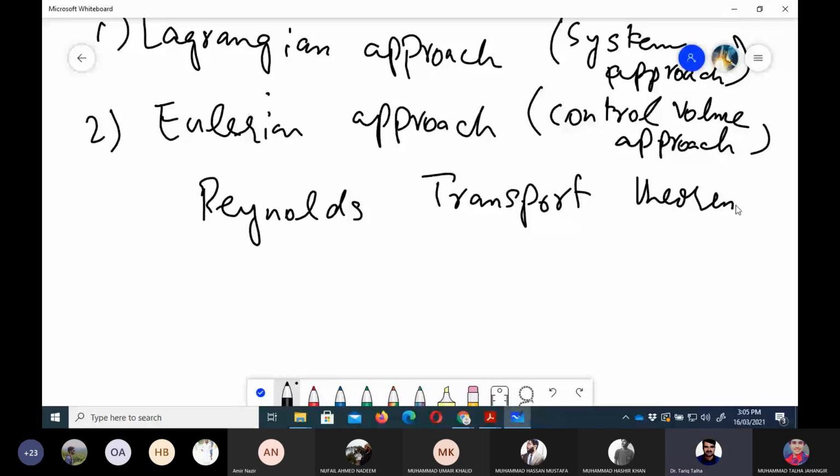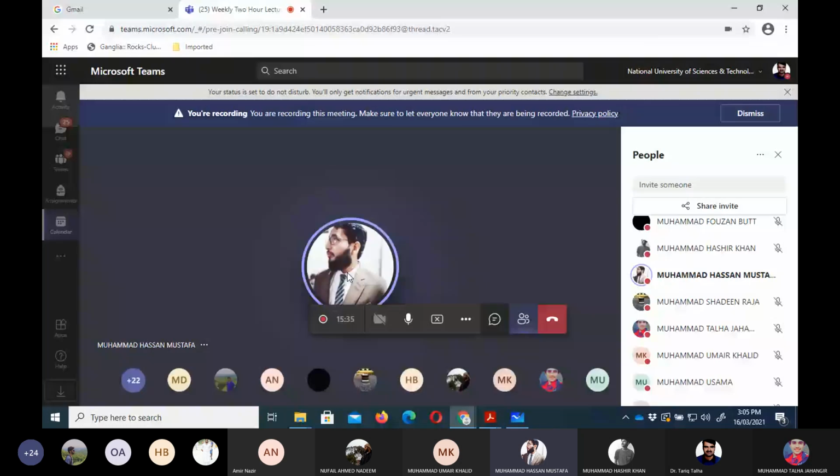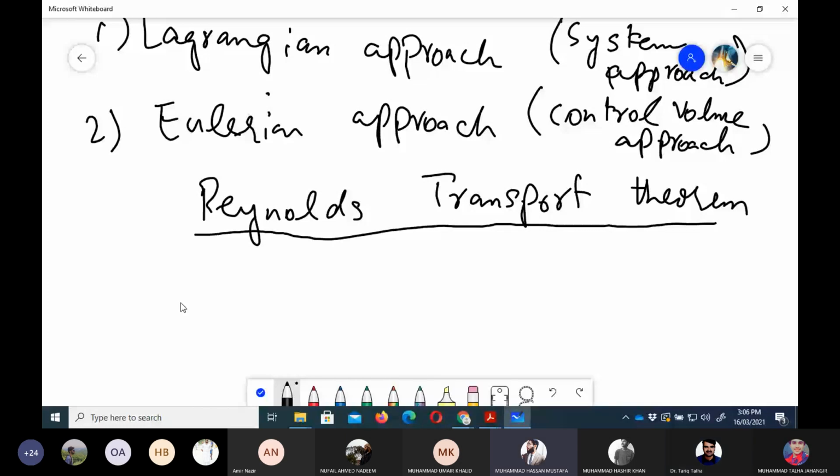Okay, first of all, why do we need to convert from the Lagrangian to the Eulerian approach? Yes, sir, because observation in the Lagrangian approach is much more difficult. We have to approach every particle and measure the different properties of every particle. In Eulerian, we fix a volume, and whatever particles pass through it, we measure their properties. So that is an easy way for us. That is why we want to change the Lagrangian approach to the Eulerian one.